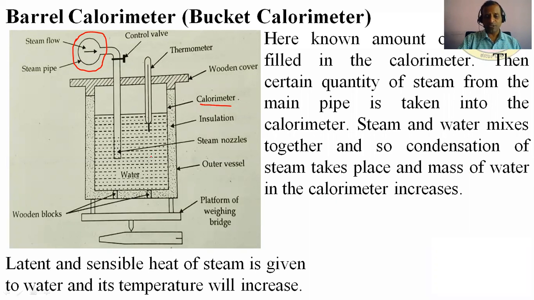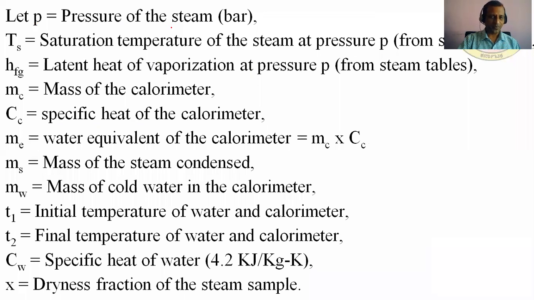Then how to find out this? So to find out this, these are the parameters you should know. P is the pressure of the steam. It is in bar. Ts is saturation temperature. HFG is latent heat of vaporization at pressure P, right? MC is mass of the calorimeter. Cc is specific heat of the calorimeter. Me is water equivalent of the calorimeter. Water equivalent of the calorimeter means it is MC into Cc.